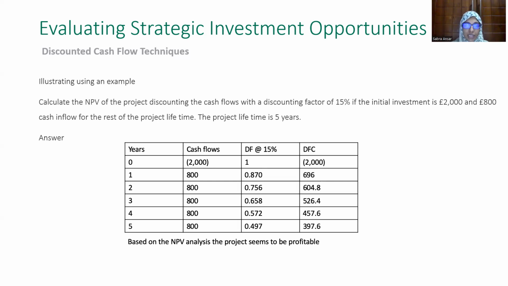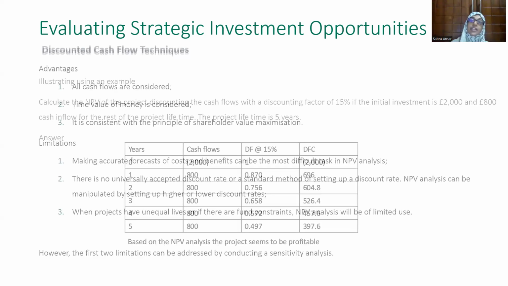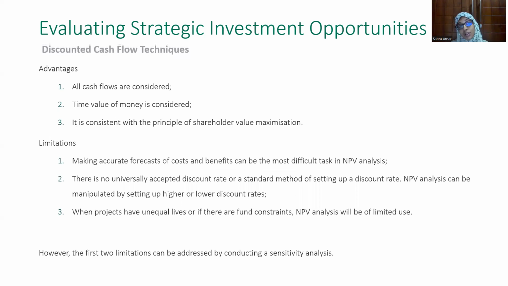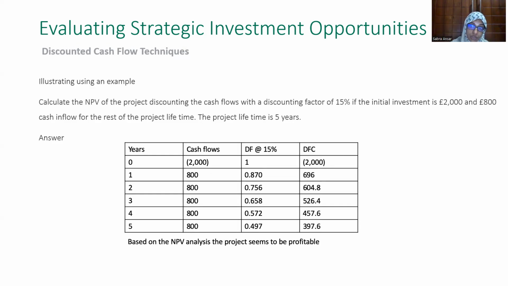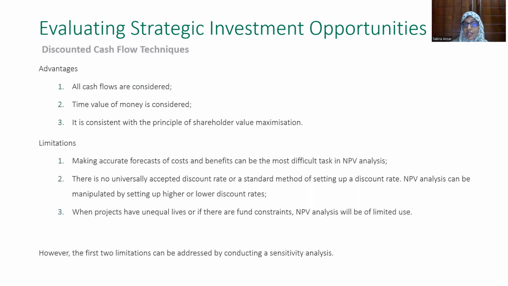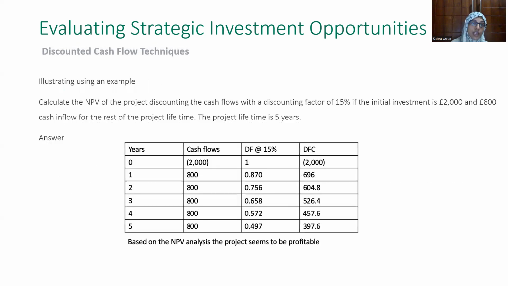Now in the advantages, I said that time cash flows are used and the time value of money is considered, obviously, because we are using the discount factors. I also said it is consistent with the principle of shareholder value maximization. And in limitations, I said that if there is a fund constraint, NPV will be of limited use, and things of that sort. And today I will be doing a sum with you.